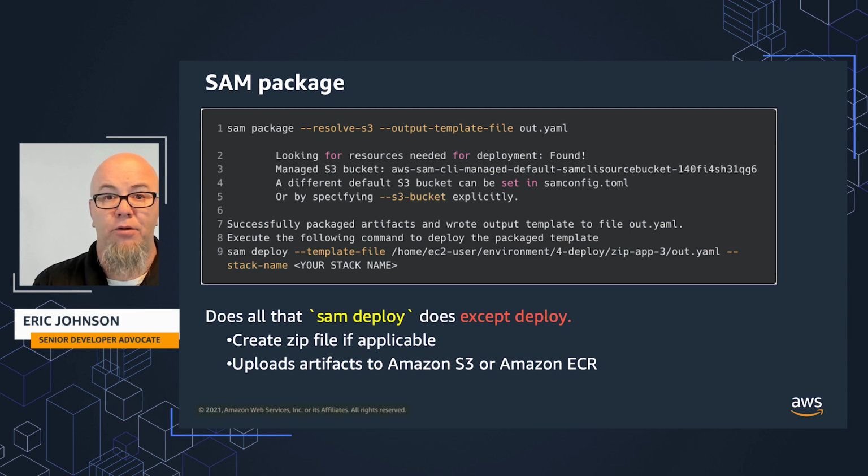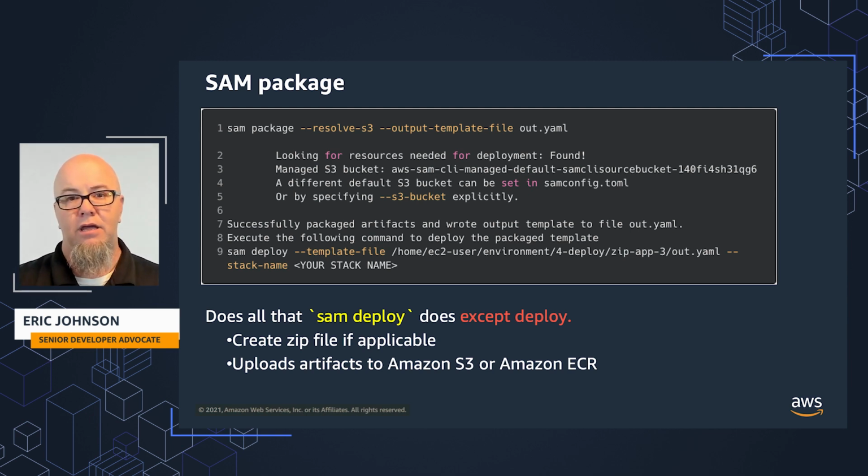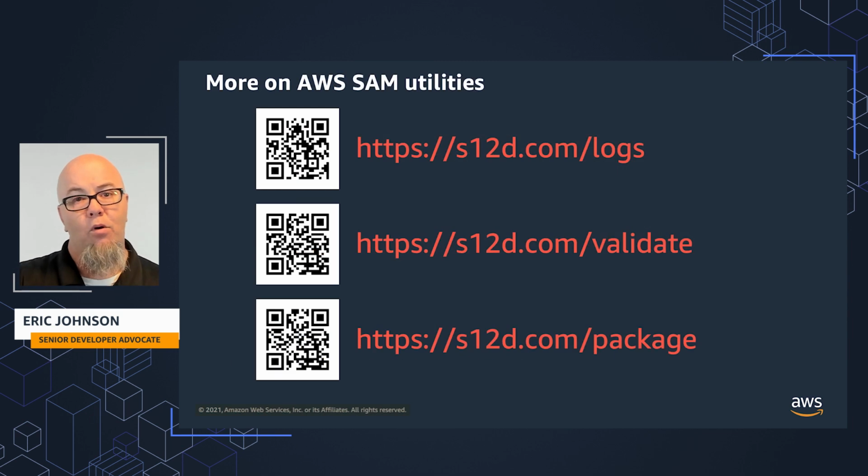The last utility to help in deployment is the SAM package command. The SAM package command does everything that SAM deploy does except deploying. For zip-based Lambda functions, it creates the zip file and uploads that file to an Amazon S3 bucket. For container image-based Lambda functions, it uploads the local container image to the appropriate Amazon ECR repository. After the Lambda function artifacts are in place, SAM then updates the SAM template with the proper location and returns it to the console or saves it as a separate file. For more information on the utilities mentioned here, visit these links or follow these QR codes.